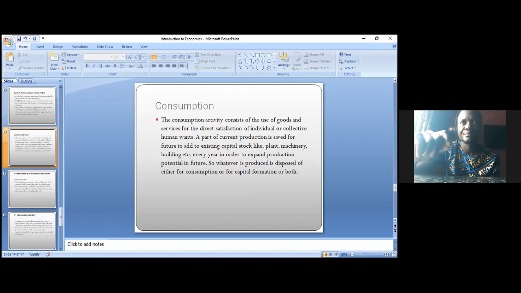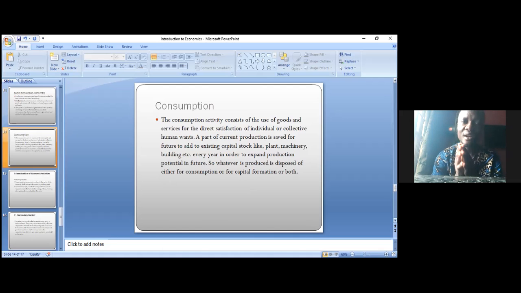A part of current production is saved for the future to add to existing capital stock like plants, machinery, and buildings. Of the goods and services you are producing now, part of it you have to save, as a nation and as an individual. Any money you are getting, save part of it for future consumption, in the form of plants, machinery, and buildings.